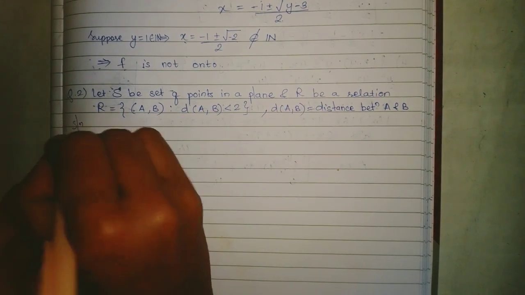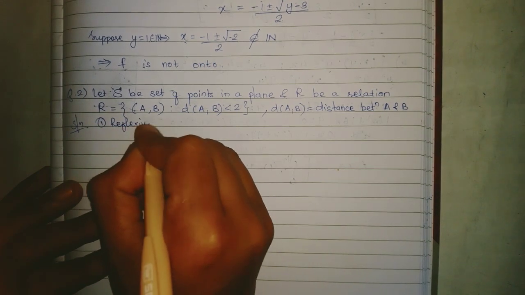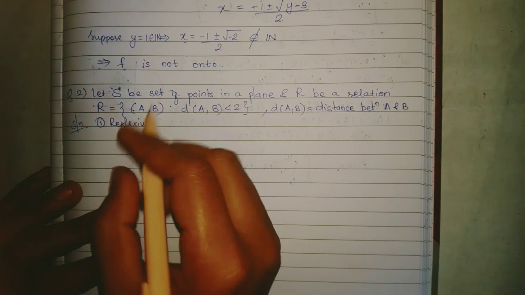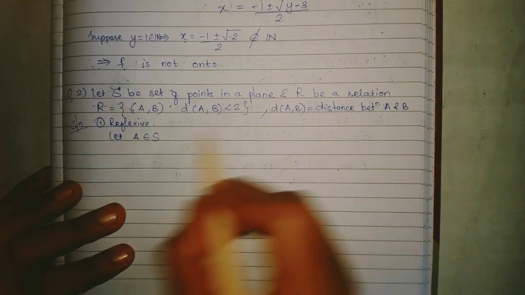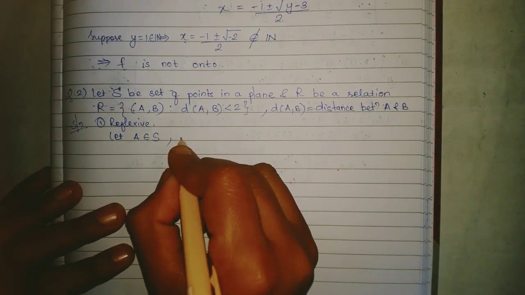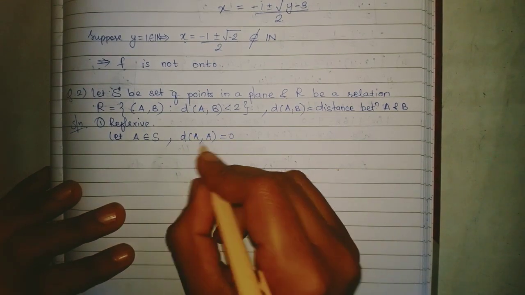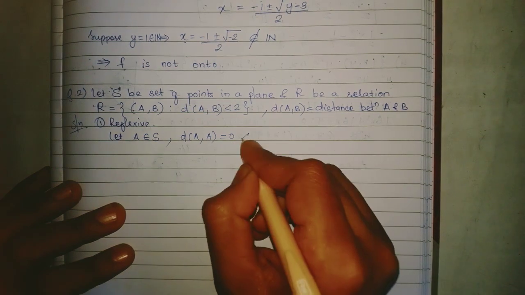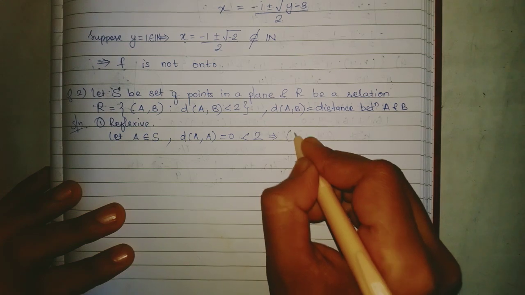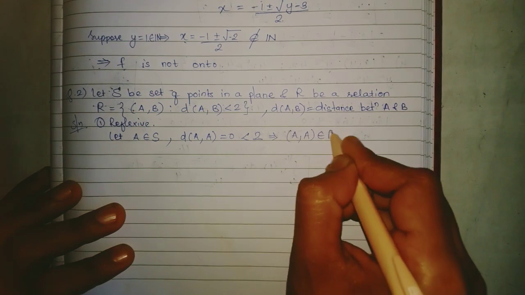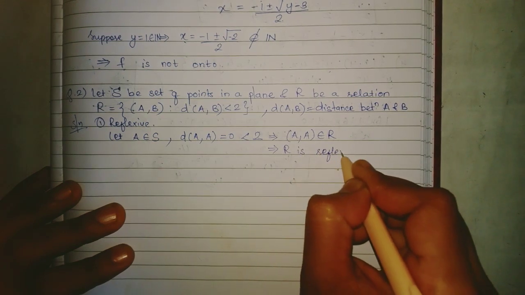So first we have to prove reflexive. Reflexive means you have to take the same points, that is, let's say A belongs to the set of points. Then the distance between A and A is obviously 0, right? We are taking the same points. So this is less than 2 and this proves that (A, A) belongs to R. So we have R is reflexive, correct?